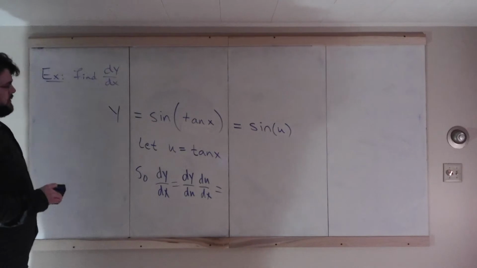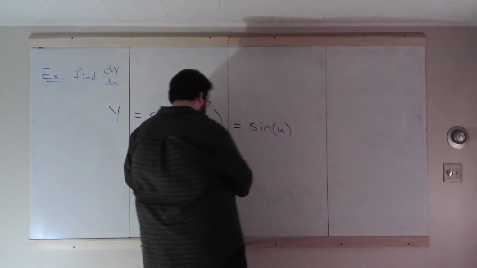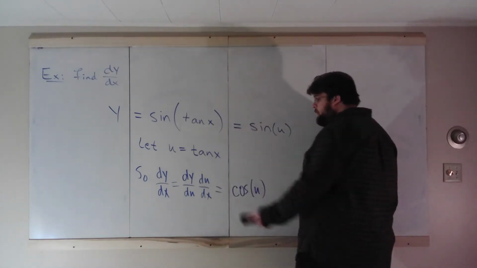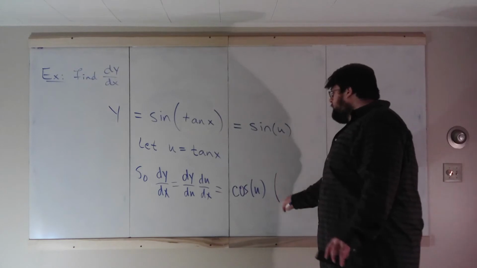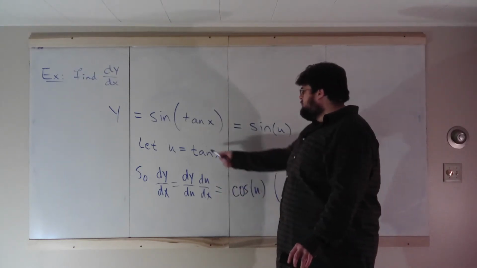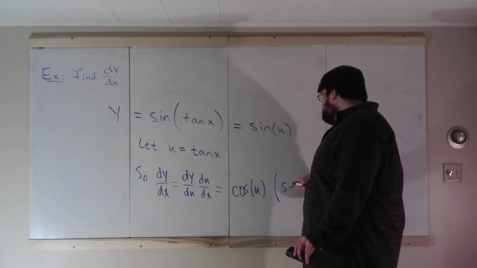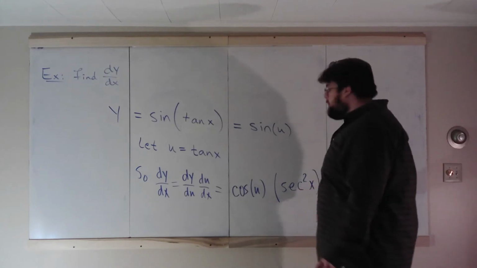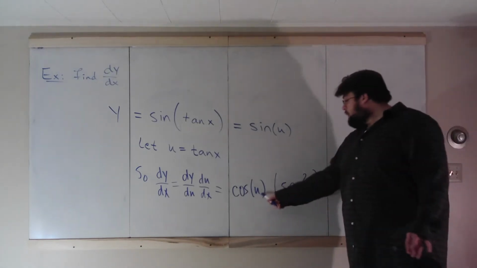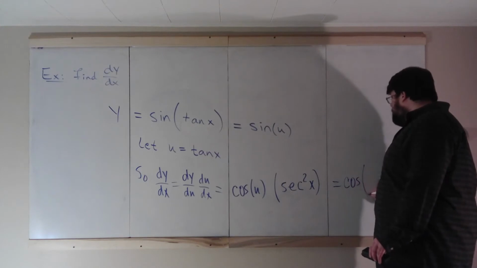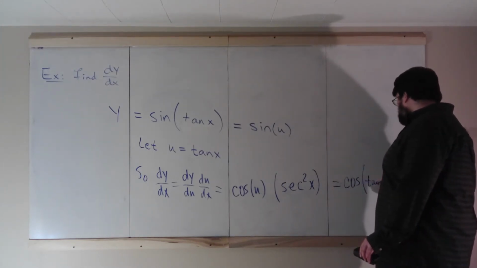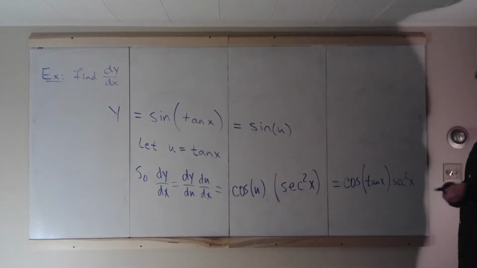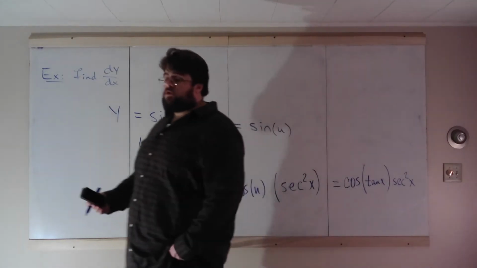Well, what's dy du? Y is sine of u, so dy du is cosine of u. Y is a function of u. We're taking the derivative with respect to u. And what's du dx? Well, u is tangent of x, so du dx is the derivative of tangent of x, which is secant squared of x. And we don't want u's in our answer, so we have cosine of what's u, tangent x, times secant squared of x.